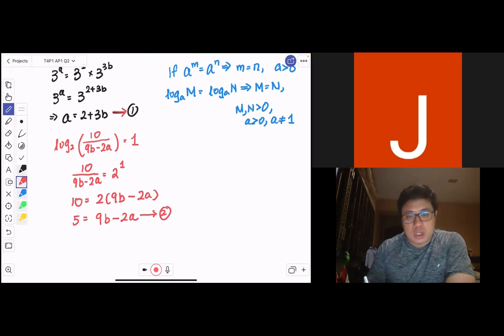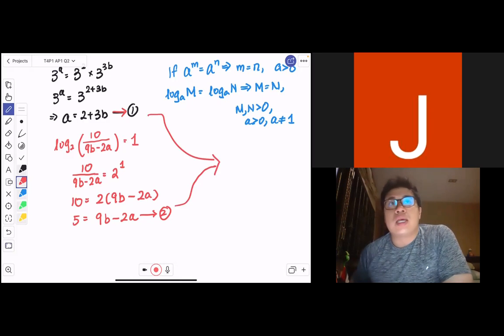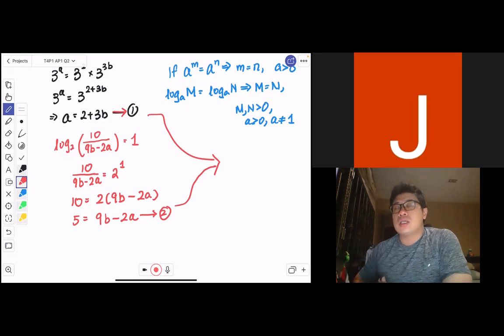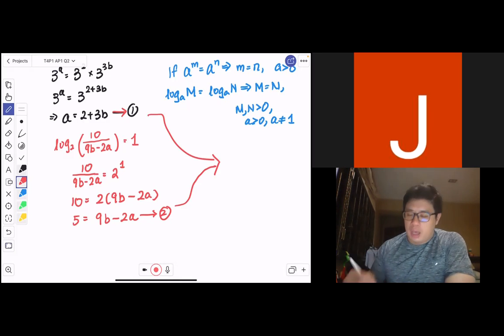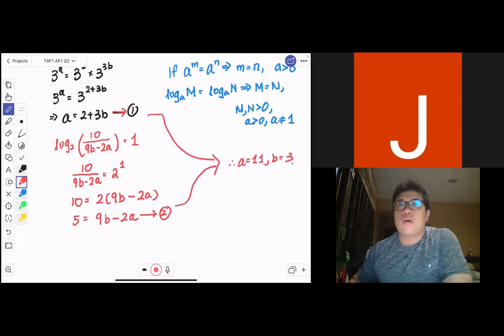Now just solve these two simultaneously. I will not go through how to solve simultaneous equations; I believe you are more than capable of doing so on your own, as you have probably learned in junior high 1 and 2. This will allow you to solve, and you should get the answer where a equals 11 and b equals 3. Okay, thank you.